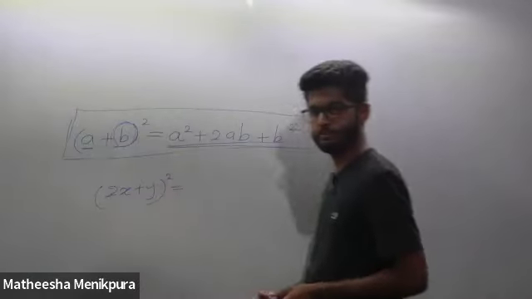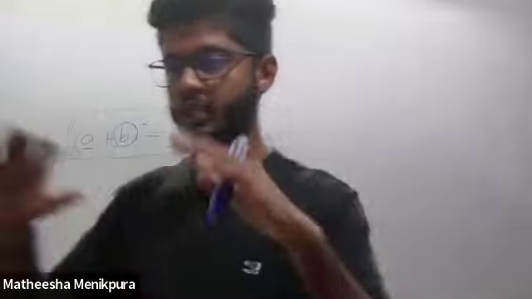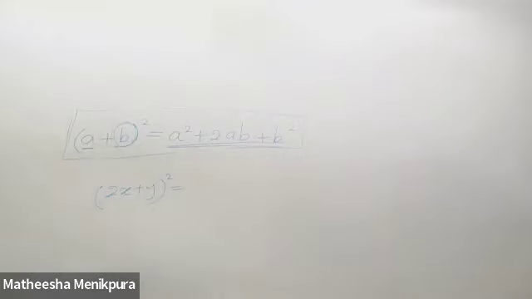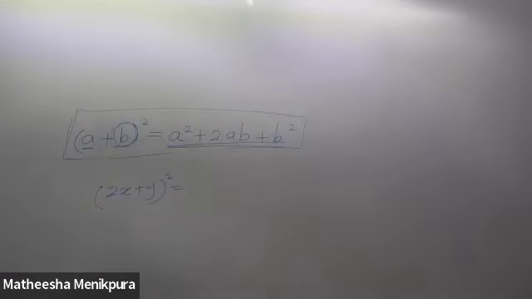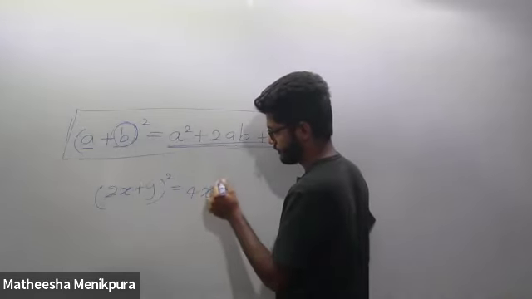(2x + y) squared. Not 2x plus y squared, but 2x plus y whole thing squared. Okay, give me the correct answer. The answer is 4x squared plus 4xy plus y squared.